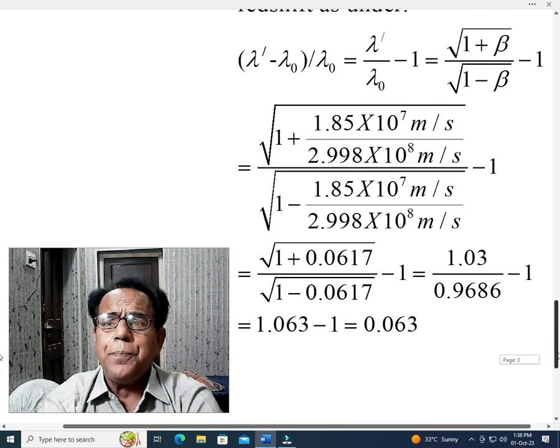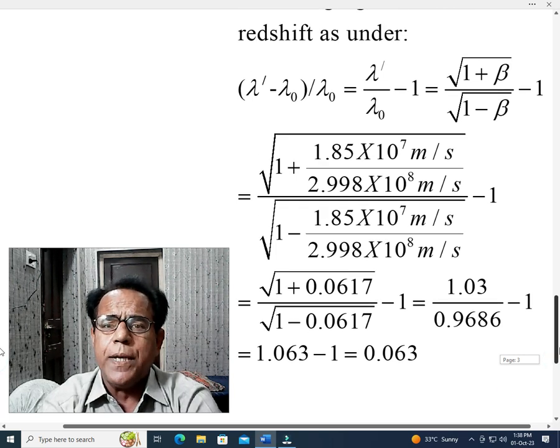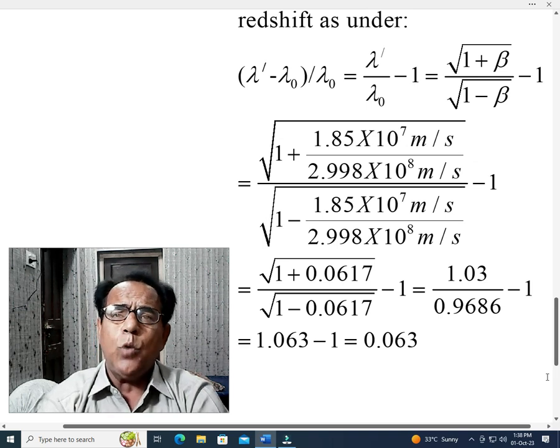This is our required value of the redshift. This is the end of our problem.